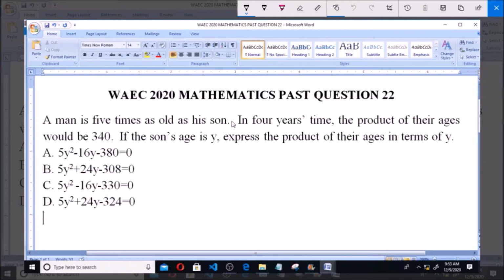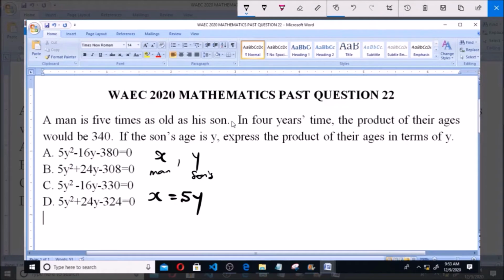Now it is given that the man is 5 times as old as his son. Now let the man's age be x. Now if the man's age is x, let that of his son be y. So x here represents the man's age and y represents the son's age. It is said that the man is 5 times as old as his son. It simply means that x is equal to 5y, since he is 5 times as old as his son.